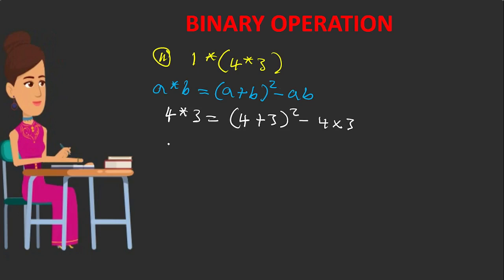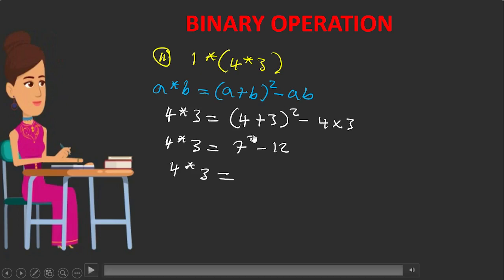Then after that, 4 star 3 is simply equal to 4 plus 3, which is 7 squared minus 12. So 4 star 3 is simply equal to 49 minus 12. What is 49 minus 12? Anyone with the answer? 49 minus 12.